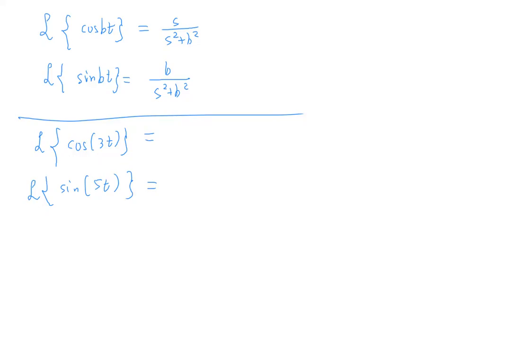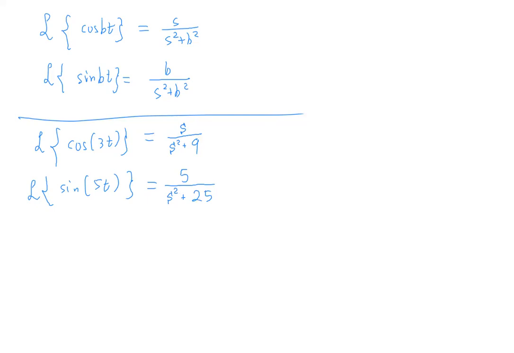Very nice. Yeah, that's right. So this will be s over s squared plus 9. And the second one? Okay. And the next one? Very nice, very nice. 5. So this is 5 now on the top. s squared plus 25. Very nice.